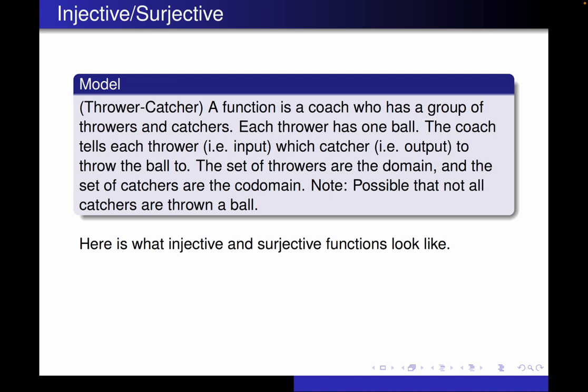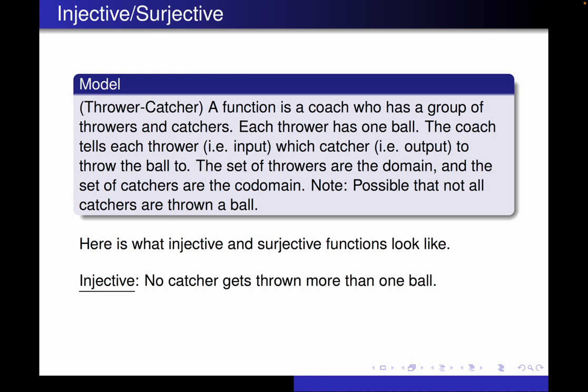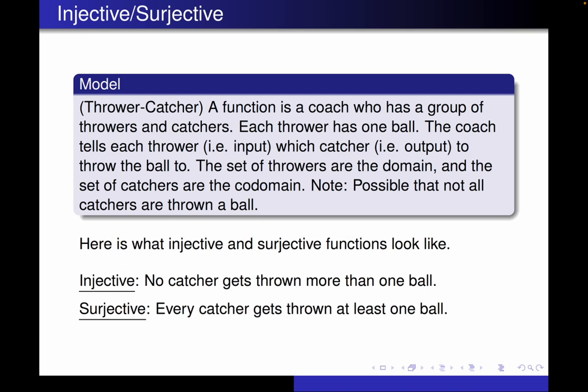So here is what injective and surjective functions look like in the thrower-catcher model. For injective functions, it means that no catcher gets thrown more than one ball. If you did have a catcher get thrown more than one ball, that would mean you'd have an output that is associated with two different inputs. And injective means that never happens. Surjective means that every catcher gets thrown at least one ball. Remember, the catchers are the elements of the codomain, and that means that everybody in the codomain is actually an output. They get thrown a ball.